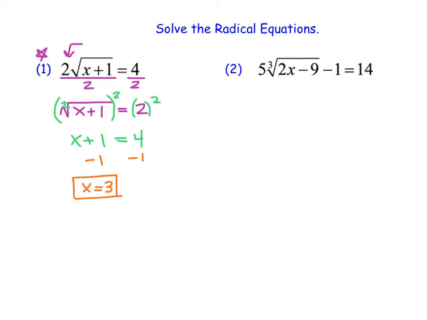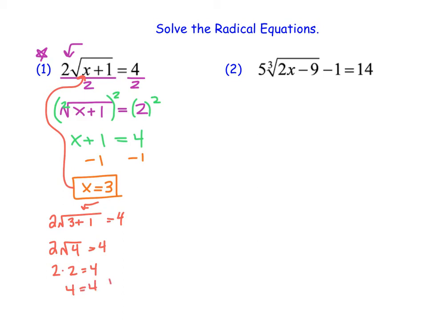The next thing we're going to do is check our answer to make sure that it works. We're going to take our x value and substitute it back into the original equation just to verify that it is correct. Here we're replacing x with 3. We then solve the root first, so we have 2 times the square root of 4. The square root of 4 is 2, so we have 2 times 2, and that does in fact equal 4. So I know that my answer of 3 is in fact correct.